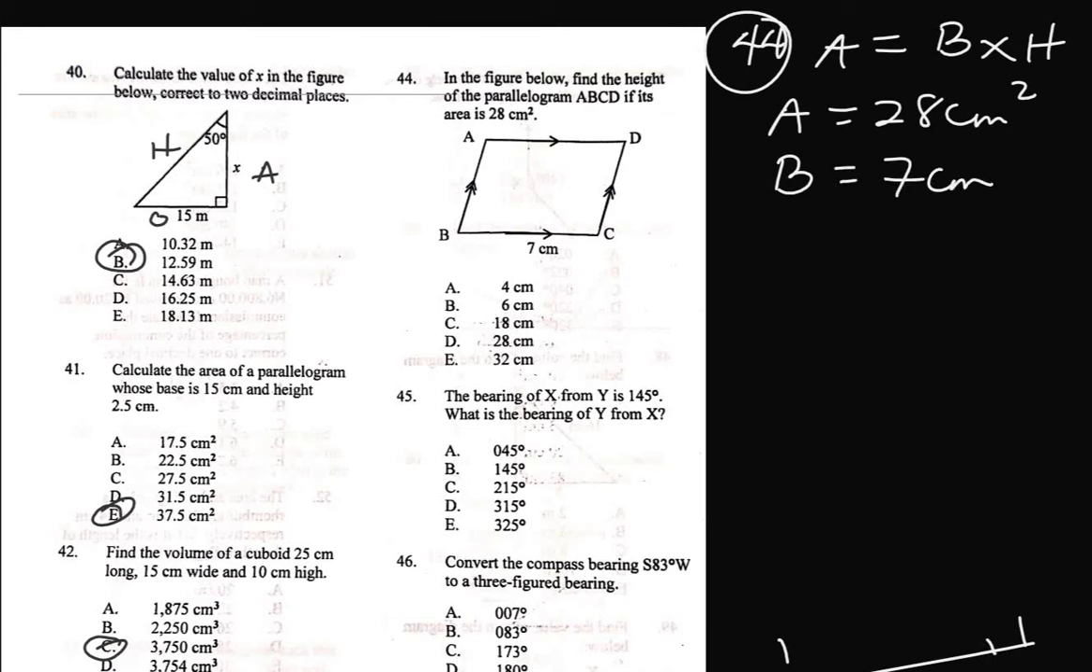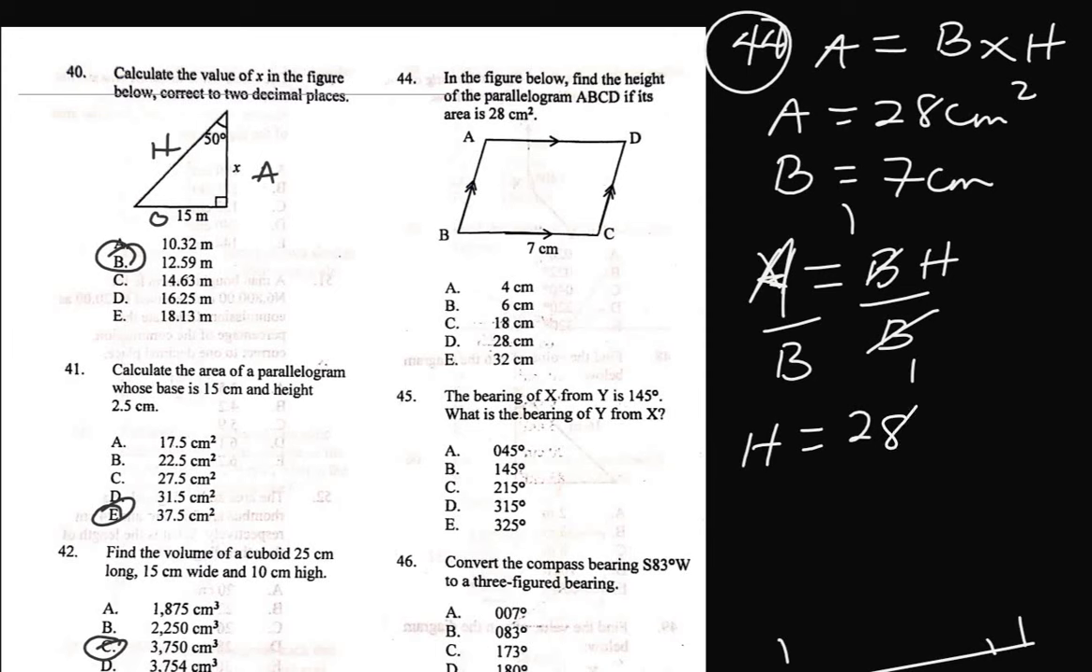So what are we looking for? The height. Area equals base times height. To get the height, divide both sides by the base. The height will be the area, 28 centimeters, divided by the base, which is 7 centimeters. Now this will give me 4 centimeters as my answer. So among the options we have, the right answer is A, 4 centimeters.